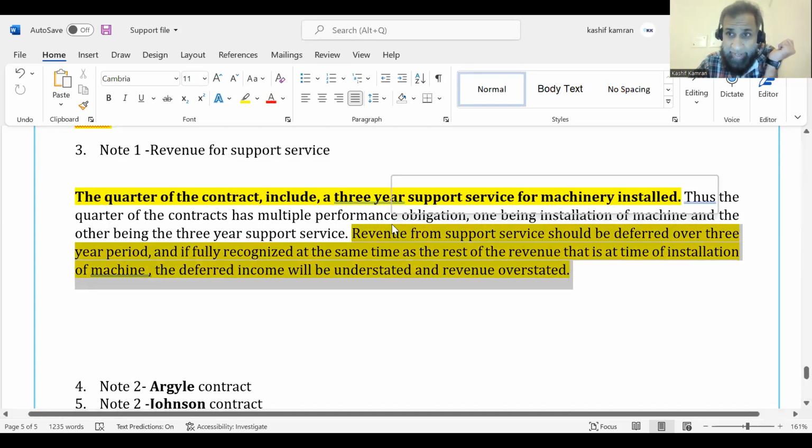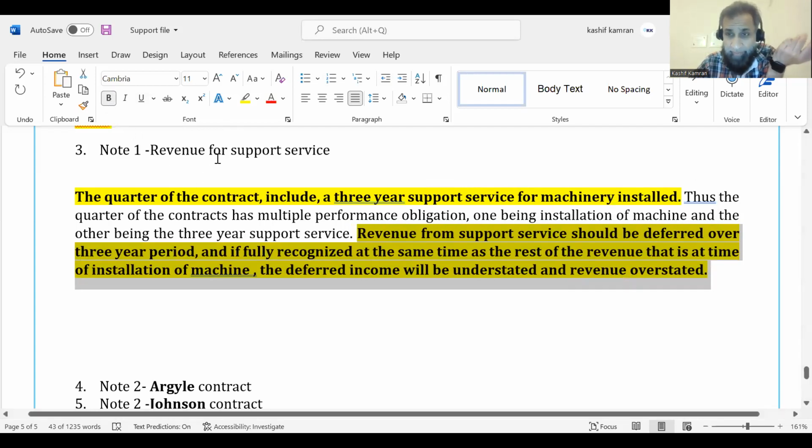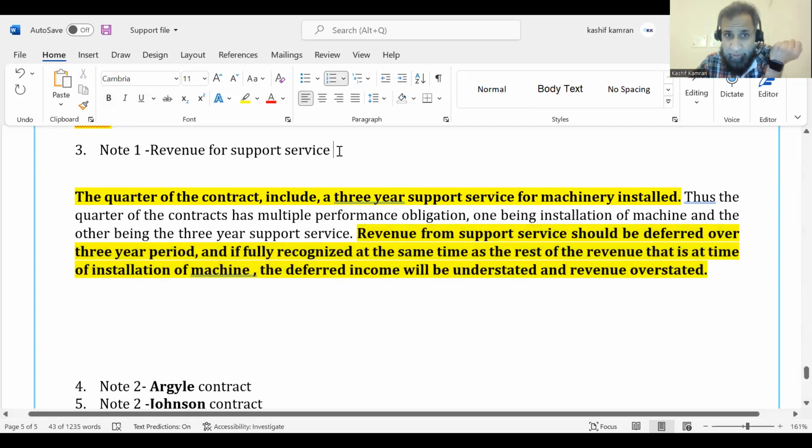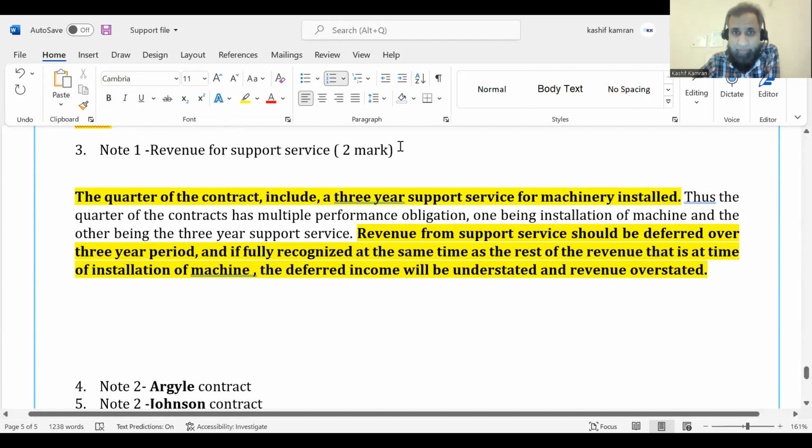Do we have any materiality here? No. Can we calculate materiality here? No. So the maximum number of marks we will be fetching here is 2 marks, because there is no materiality calculation here. So the maximum number of marks is 2.